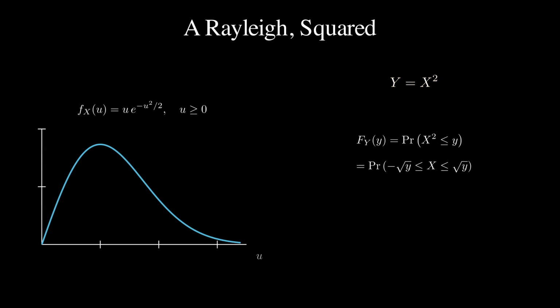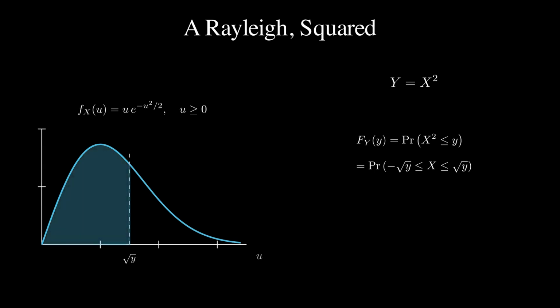The event y at most y is the event x squared at most y, which puts x between minus root y and root y. But a Rayleigh variable is never negative, so the lower limit rises to 0. The integral runs from 0 to root y, the shaded area under the density. Substitute v equals u squared. The differential dv is twice u du, exactly the factor sitting in the integrand, and the integral collapses. F of y at y equals 1 minus e to the minus y over 2.